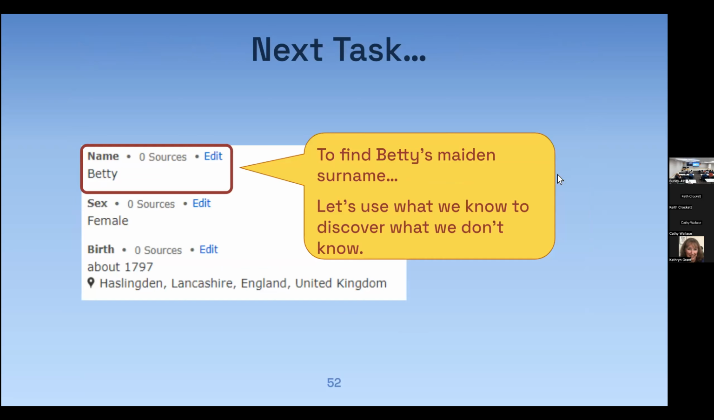So to find her maiden surname, I want to use a principle that I have found incredibly helpful in family history, and that is using the truth or the facts that we know to discover what we don't know. When we start from truth we know, it's easier to build a solid bridge to additional information.